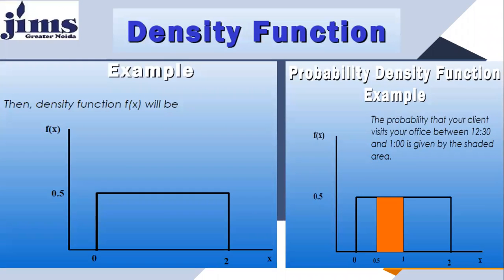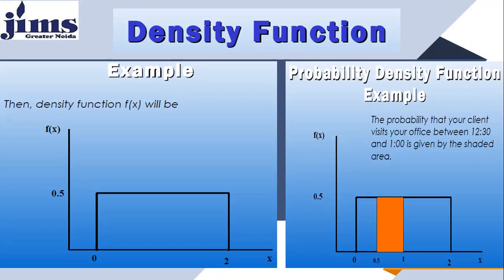Look at the example, the case 0 and 2. 0 means 12 o'clock to 2 o'clock, and this is the function. So if your client confirms that the client comes to you between 12:30 to 1, so these are the limits. So the probability density function is changed for that particular example.